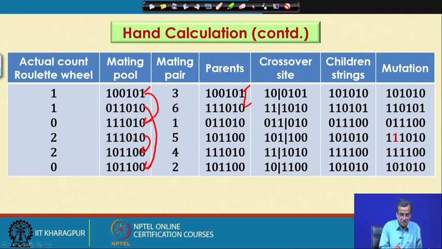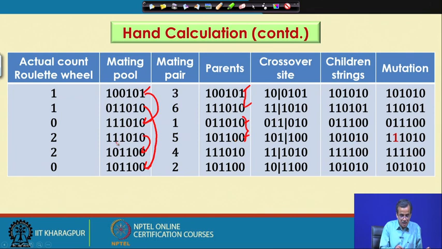The next is the second one, that is 011010, and it is going to meet with the sixth, that is 101100. So, they are going to meet together.